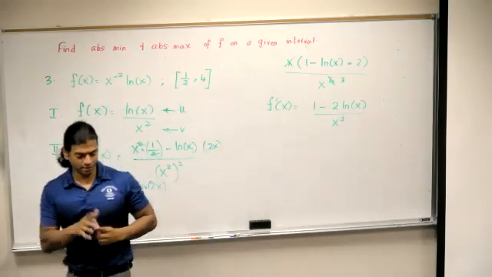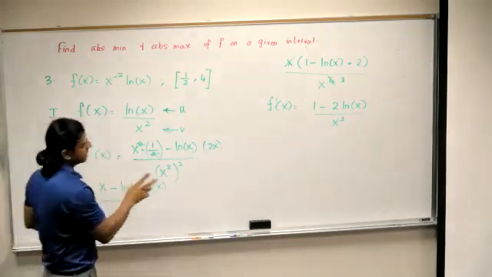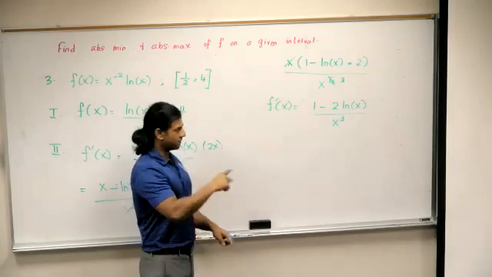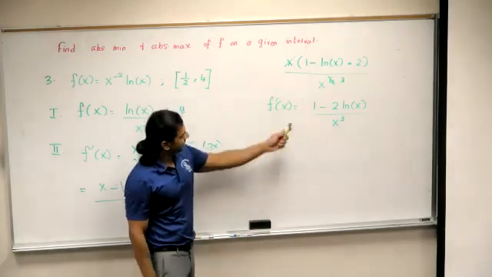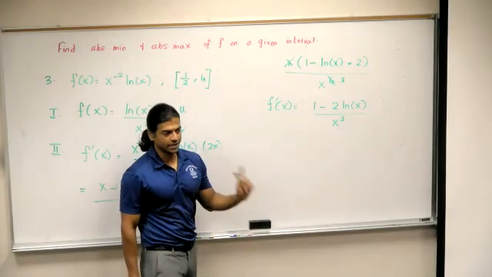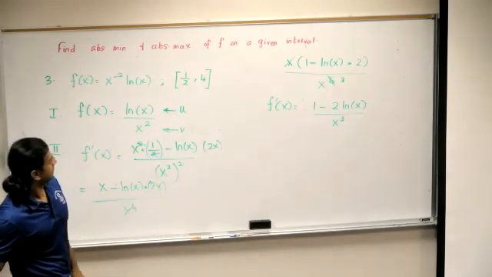Those who did product rule, you can combine the terms that you have by finding the common denominator, and that is exactly what you will have. I got 1 plus 2 on that.